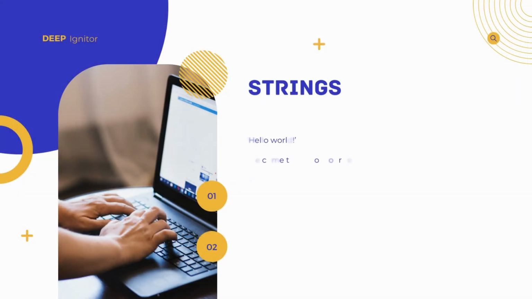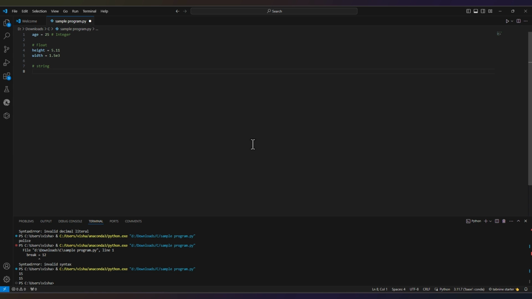Strings represent sequences of characters enclosed within single quotes or double quotes. It can be text, numbers, or any character. For example, name equal to 'John'. Here, the variable is name, and John is the value assigned to the variable name. And John includes letters, and it is enclosed in single quotes. So John is of string data type.